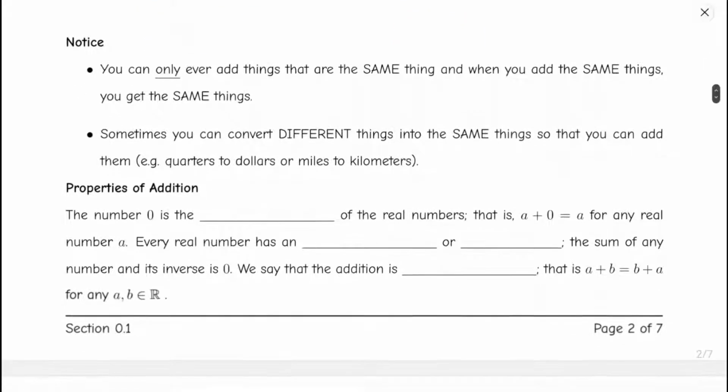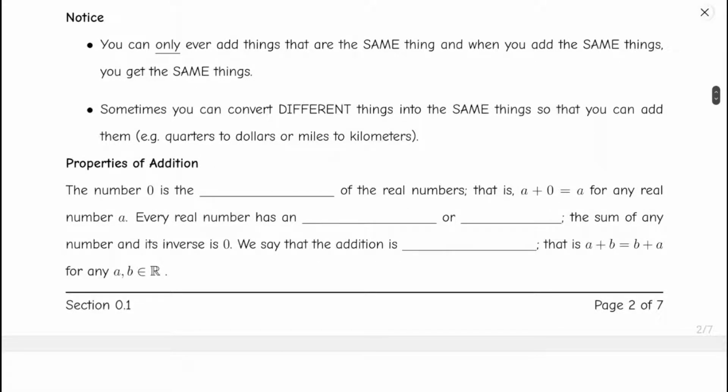Notice, you can only ever add things that are the same thing, and when you add the same things, you get the same things. Sometimes you can convert different things into the same things so that you can add them. For example, the quarters to dollars or miles to kilometers.